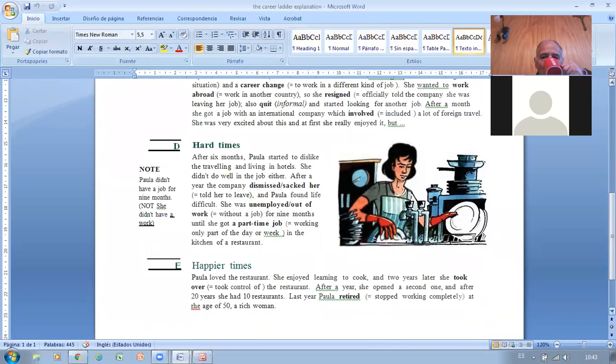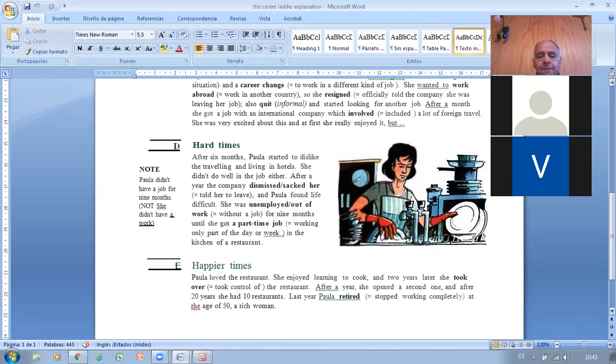Okay. Happier times. Paula loved restaurants. She enjoyed learning to cook, and 2 years later, she took control of the restaurant. After a year, she opened a second one, and after 20 years, she had 10 restaurants. Last year, Paula retired, stopped working completely at the age of 50, a rich woman. Oh, look at that. At the age of 50.